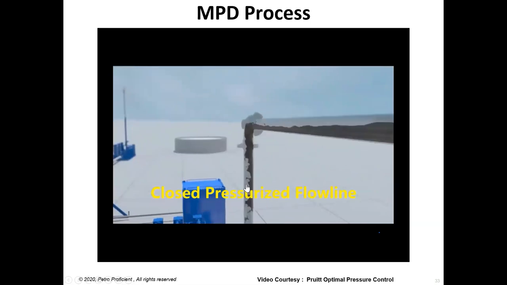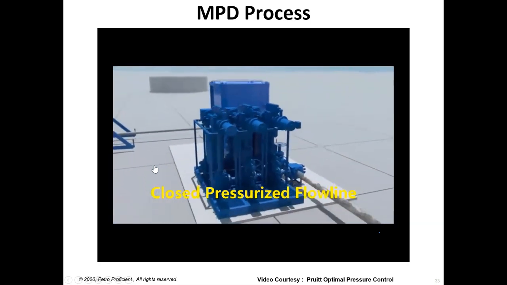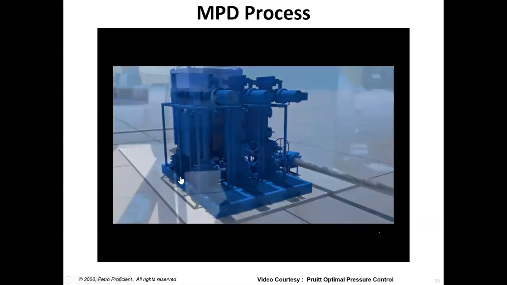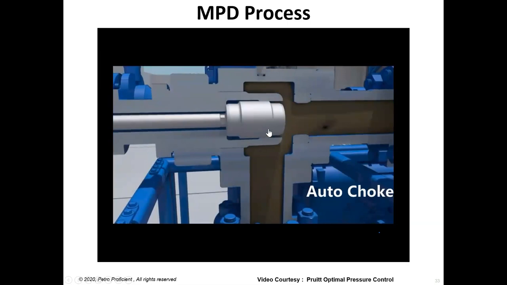This is your primary flow line. This is a closed pressurized flow line, and this will take the returns to your RCD system, or to your choke manifold. This is showing how the fluid flows through your choke.